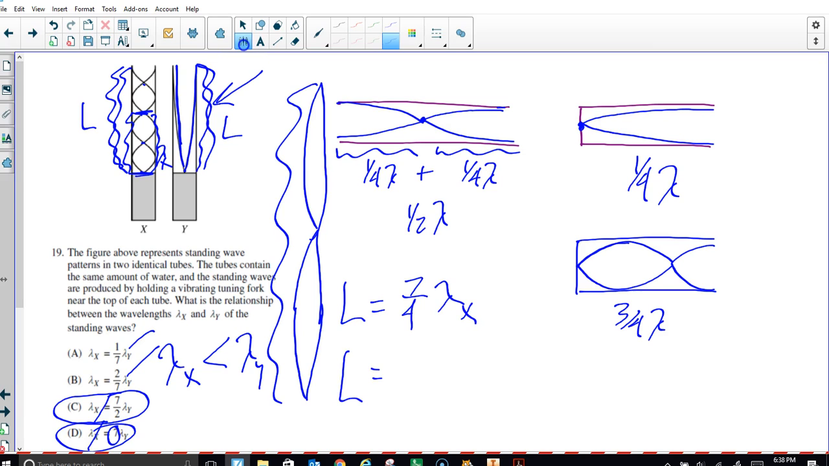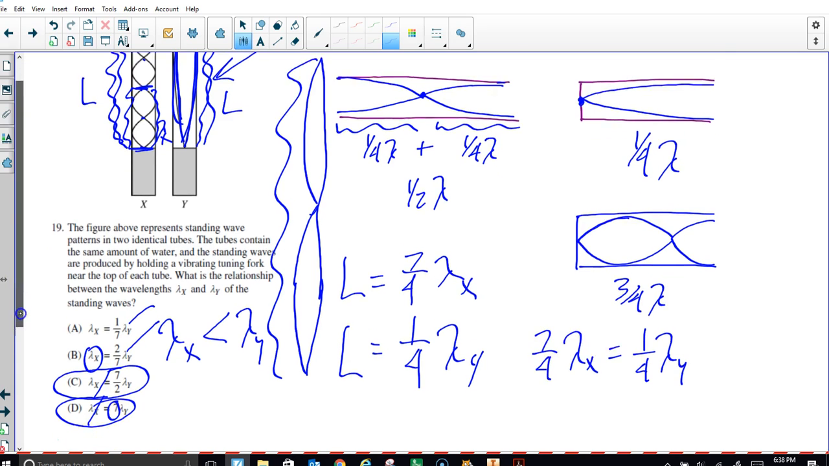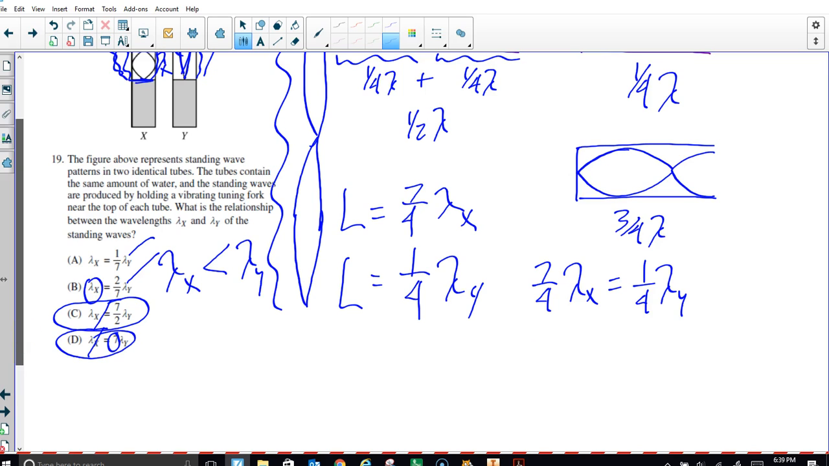Whereas the L on the other one is equal to 1/4 of the wavelength of y. This represents only 1/4 of a wave. But those two lengths are equal. So 7/4 wavelength x equals 1/4 wavelength y. And if I take that and solve it for x, because that's what they have by itself over here, I'm going to multiply both sides by 4/7. So x equals 4/7 times 1/4 wavelength y. The 4s cancel, so I have 1/7. Wavelength x equals 1/7 wavelength y.